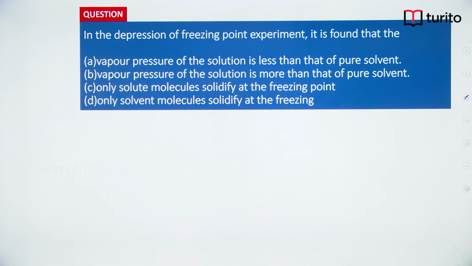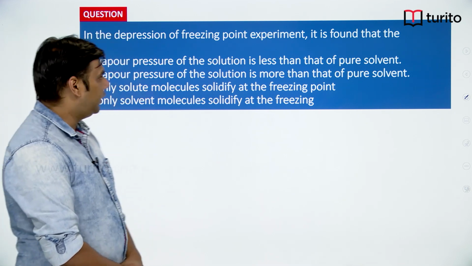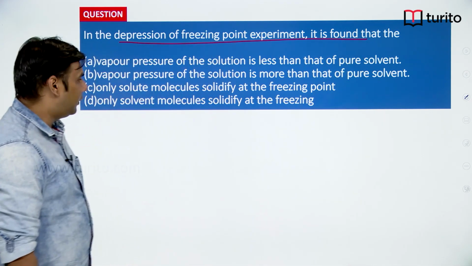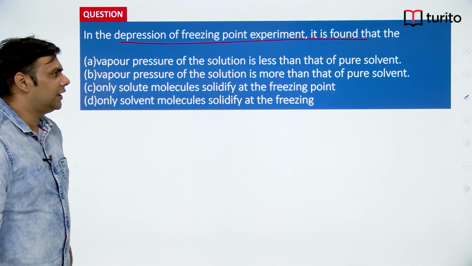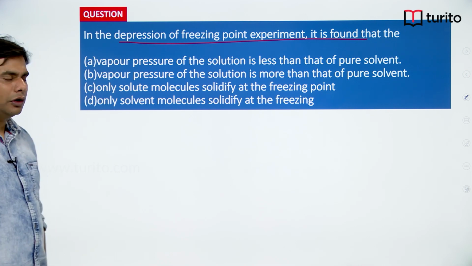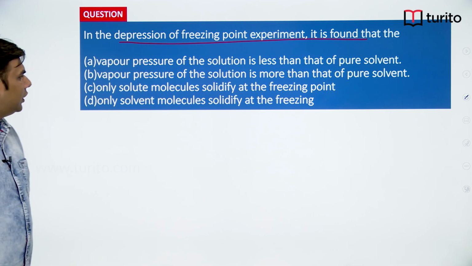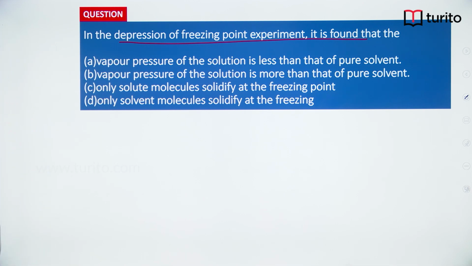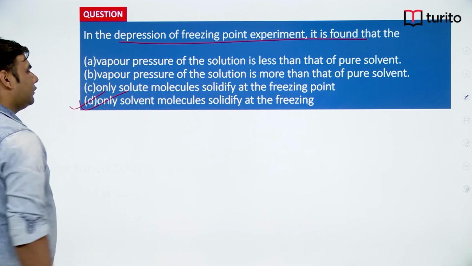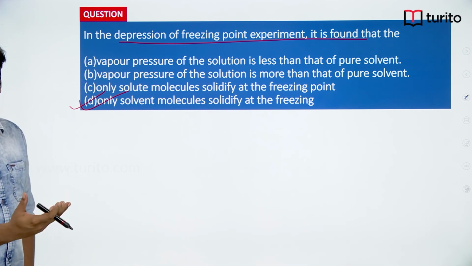In the depression of freezing point, it is found that the vapor pressure of the solution is less than that of pure solvent. So we are saying that in the depression of freezing point experiment, it is found that the vapor pressure of the solution is less than that of pure solvent. The vapor pressure of the solution is more than that of pure solvent. Only solute molecules solidify at the freezing point. Only solvent molecules solidify at the freezing point. So this is the correct option, because we know that only solid solvent is formed.